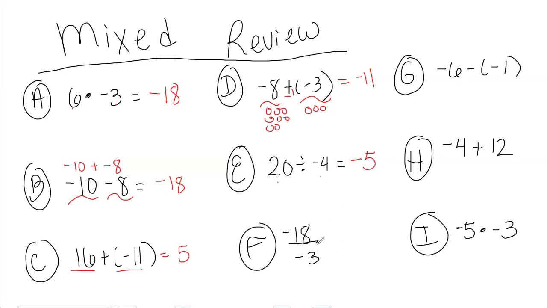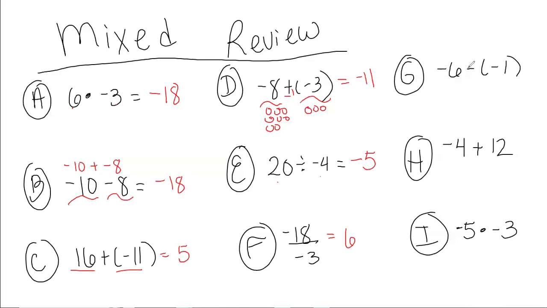F, that is another way to write division, right? The slash means division. That's 2 negatives. Oh, they're the same sign. So that means it'll come out positive. 18 divided 3 is 6. Leave it positive because negative times negative or negative divide negative, either way, is positive.